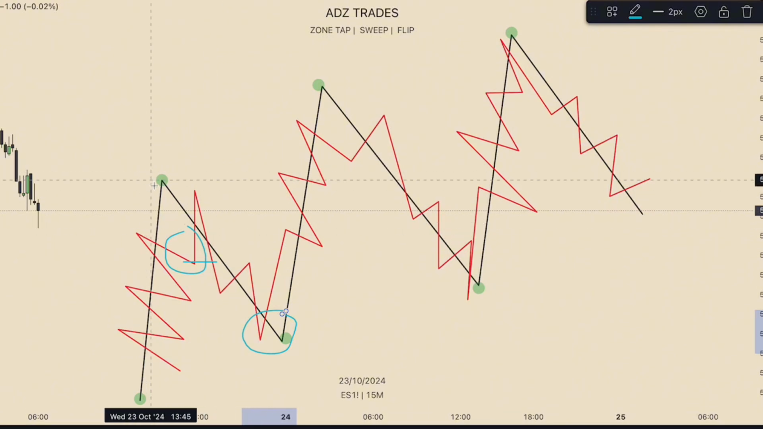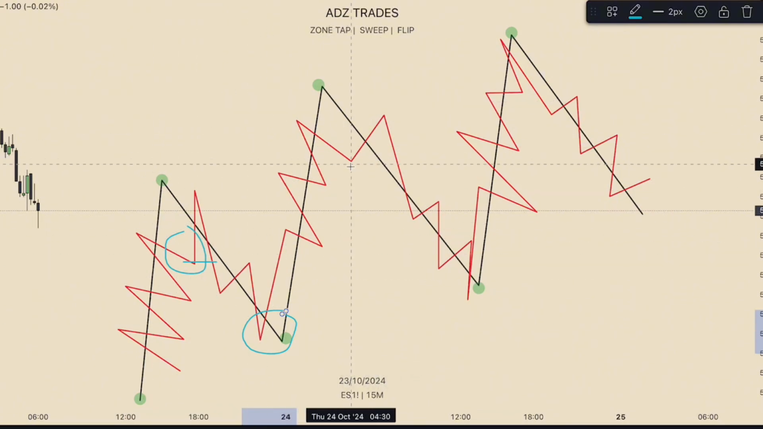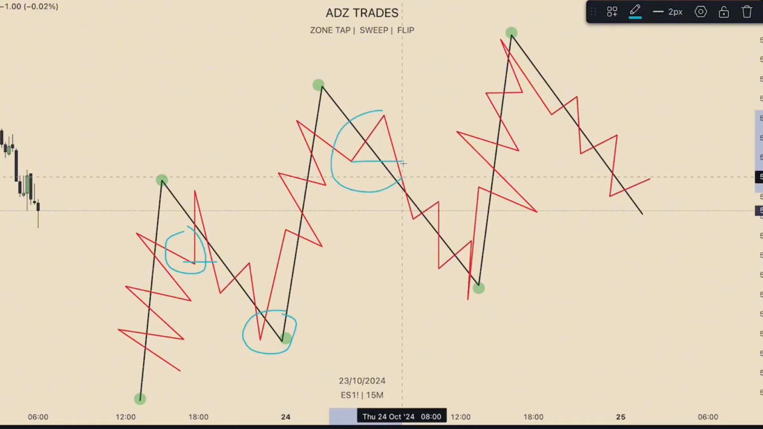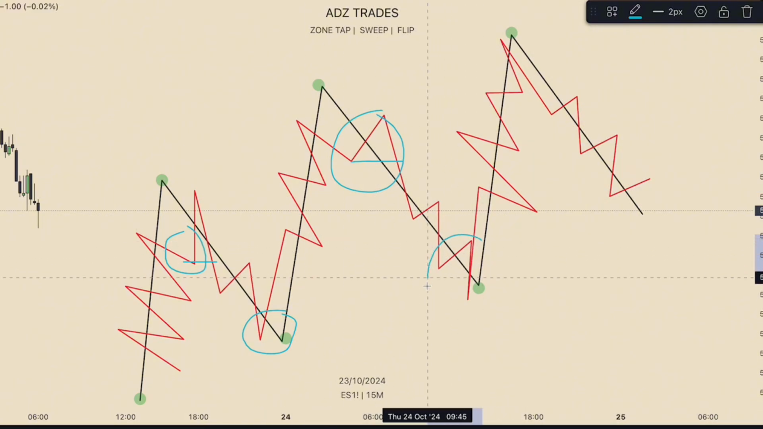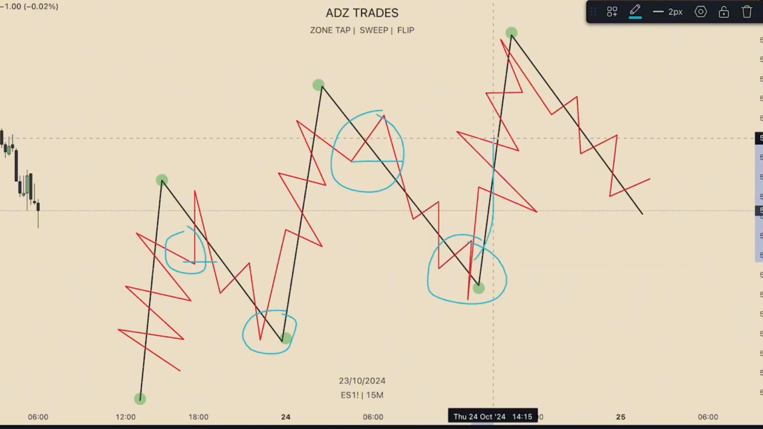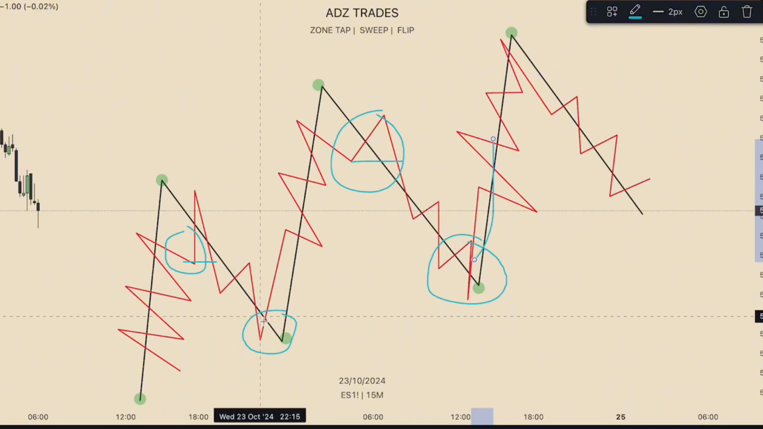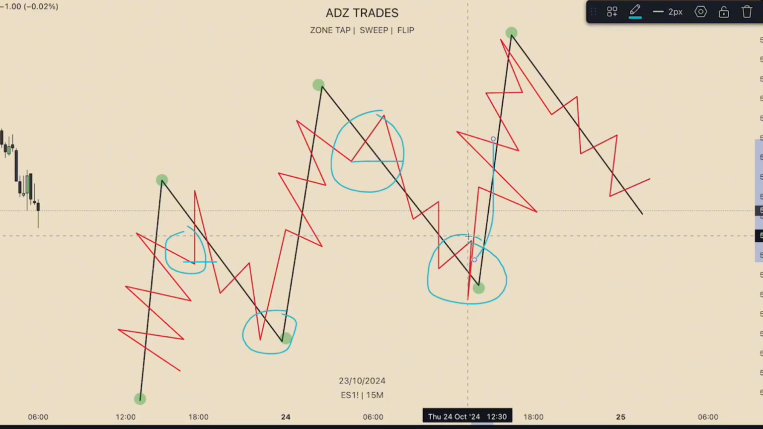So we pull back, we expand up. How do we know the pullback has started? Because the lower time frame has shifted bearish. How do we know that this pullback is over? Because we've tapped into maybe a higher time frame point of interest and we've switched back to bullish. The higher time frame stayed bullish at all times because we always respected our protected lows.